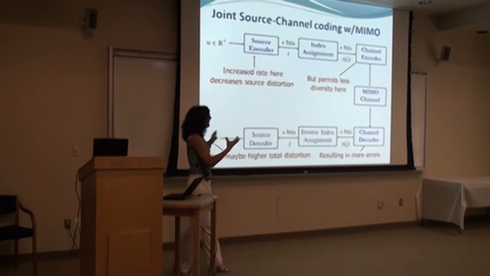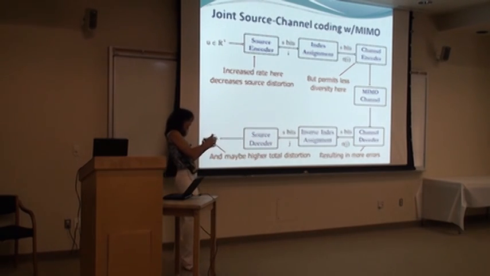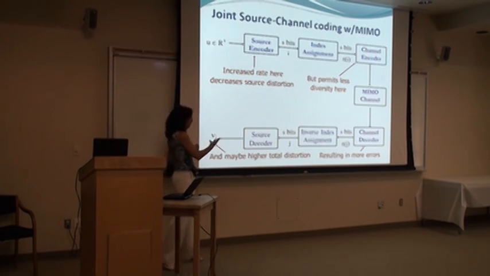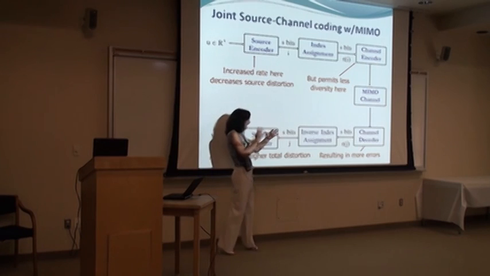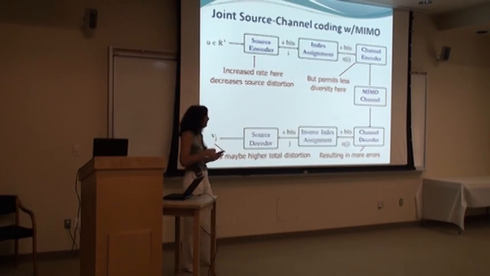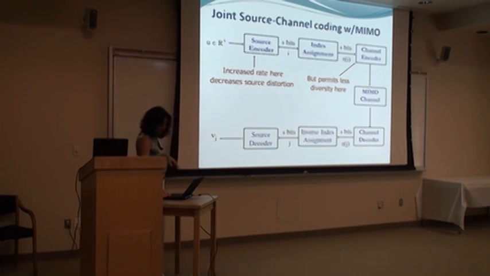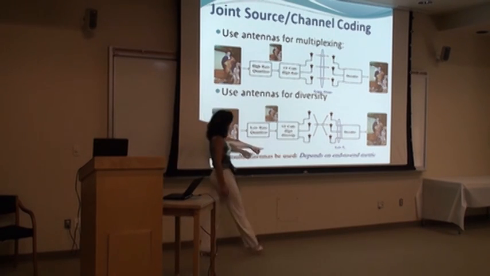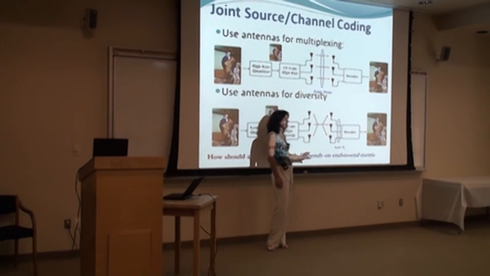Or again, should you be compressing that HDTV signal more so that you can either do more robust channel coding or have longer block length codes? So I think your question is, one, it doesn't violate what I said on this slide. How should the antennas be used? It depends on the end-to-end metric. The end-to-end metric is always going to be total distortion.